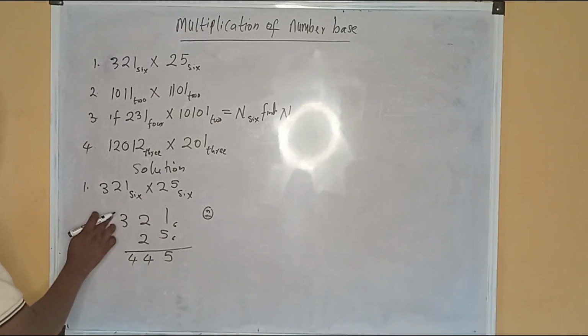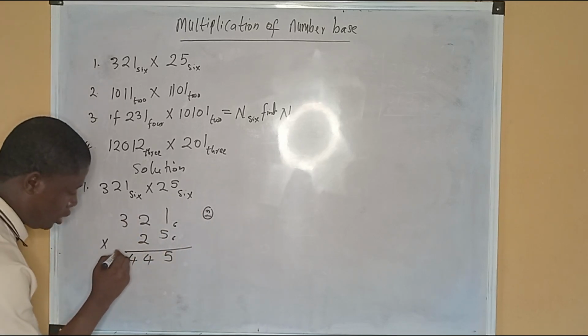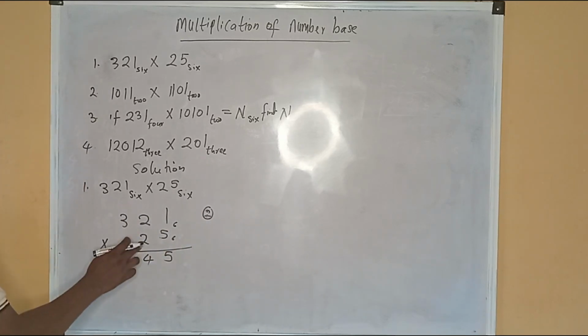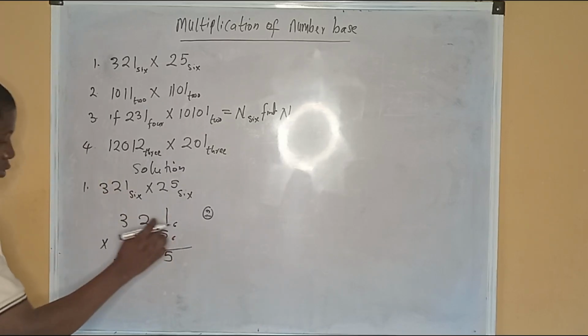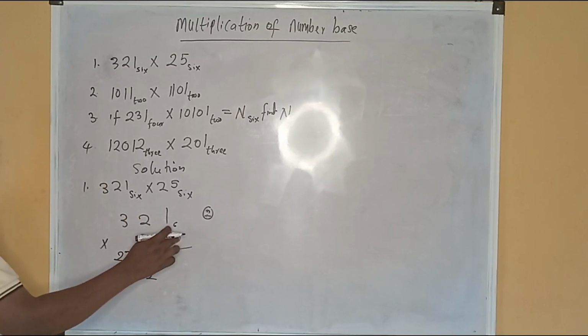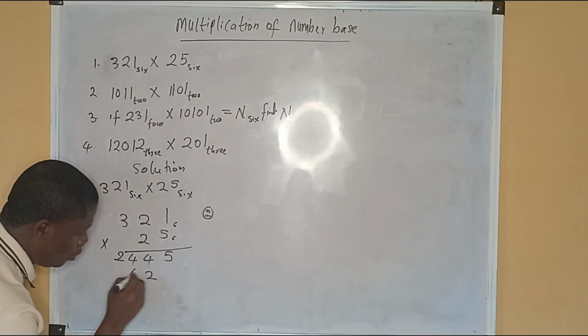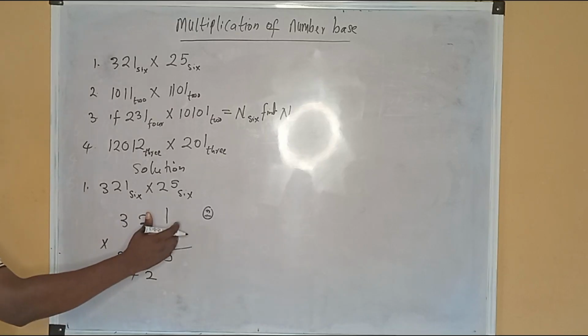Now, there is nothing to multiply here again. There's nothing 5 can multiply. So you bring down your 2 here, okay? So we'll go to 2. 2 times 1 is what? Is 2, which is not up to 6. So you write down your 2. 2 times 2 is 4, which is not up to 6. So you write down your 4. 2 times 3 is what? 6. 6 is up to 6, okay?